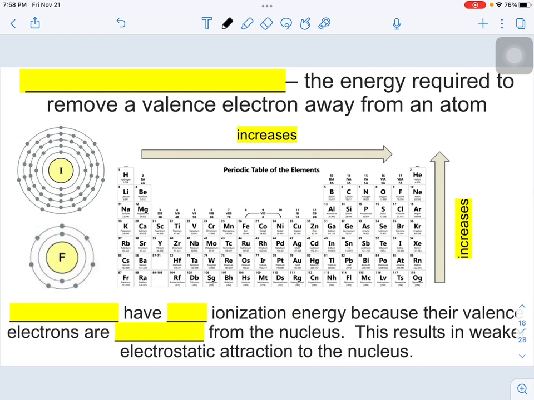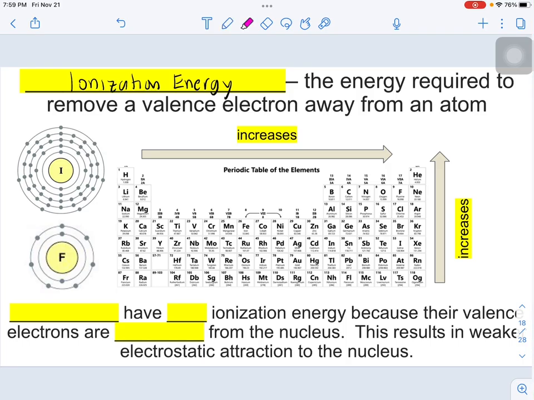The second type of property is called ionization energy. Let's go ahead and write that down. And what is ionization energy? Well, ionization energy is the energy required to remove a valence electron away from an atom.